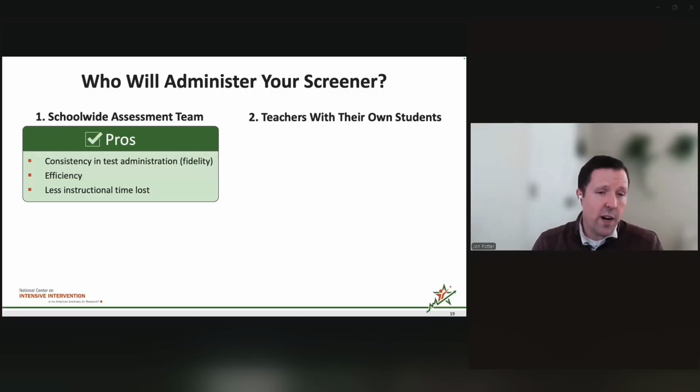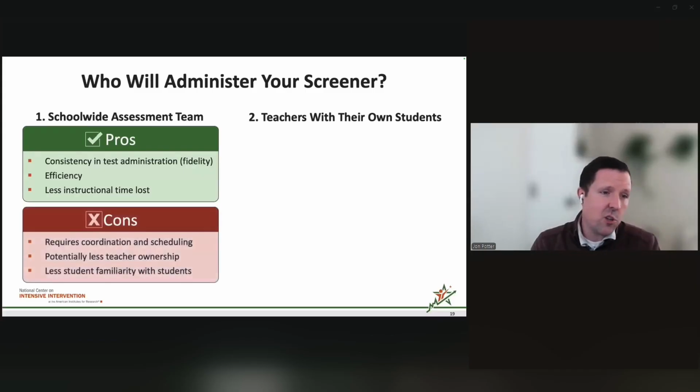And so those are some pros to the school-wide assessment team model, but there are also cons. One is that it requires coordination and scheduling, right? You have to have someone in charge of this. You have to have someone secure a location and take care of materials. If you're pulling interventionists or instructional assistants, you may need someone to supervise kids while they're not doing their duties. You may lose intervention time if that's happening. But you have to coordinate and schedule how that team moves or collects data.